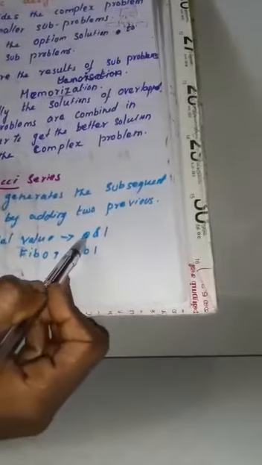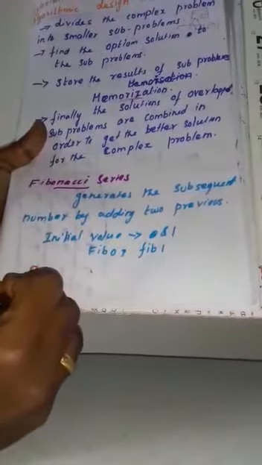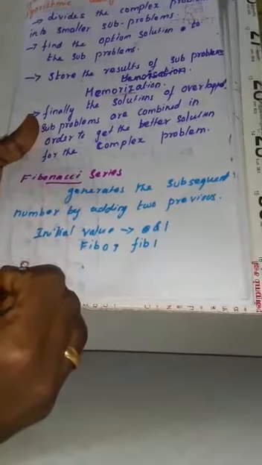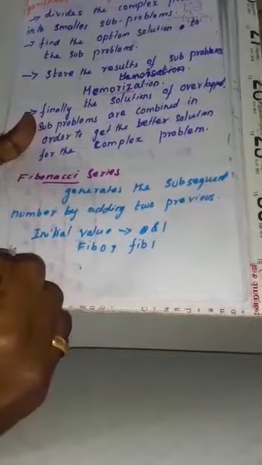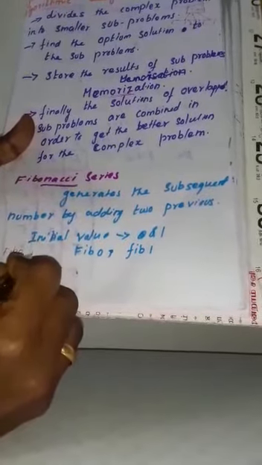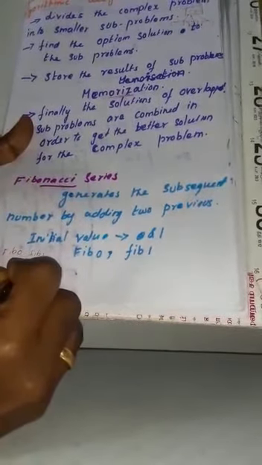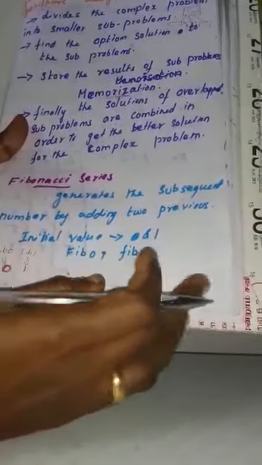Example, what is the initial value? 0 and 1. 0 means the array can start from the value 0. So the initial values are 0 and 1. For example, fib 0 means the value is 0, fib 1, the value is 1. So the initial values are 0 and 1.